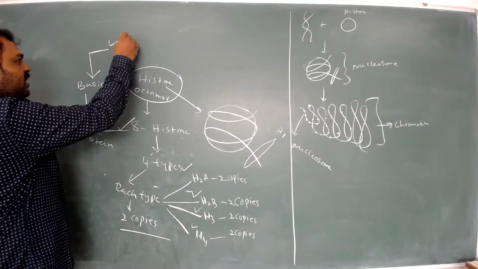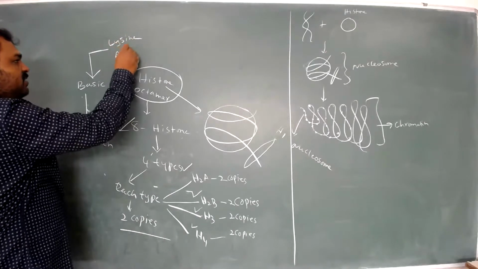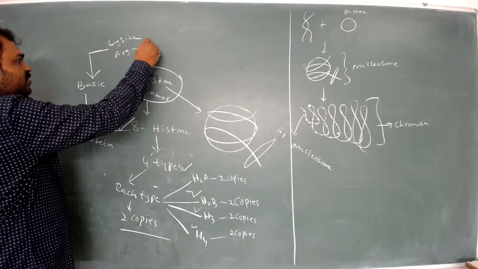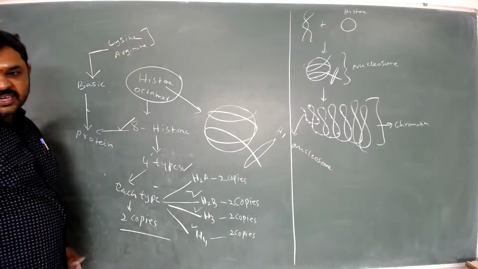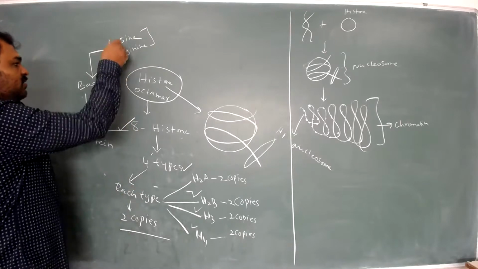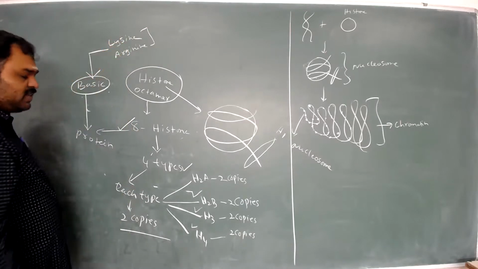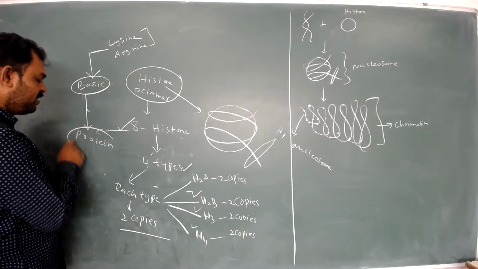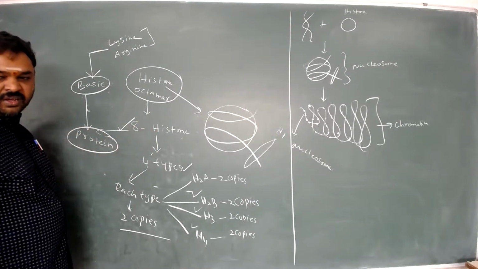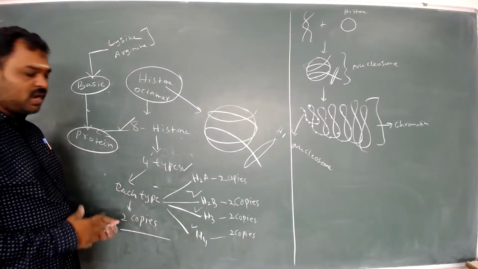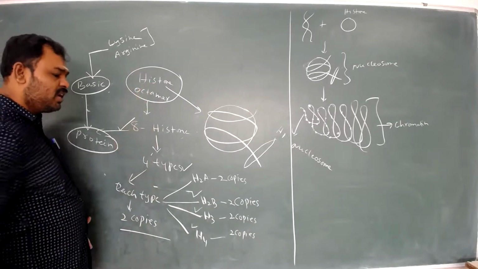Lysine and arginine. What are those? These two are basic amino acids. Lysine and arginine are the basic amino acids present in the histone proteins. By combining eight histones, what can be formed? A histone octamer can be formed.